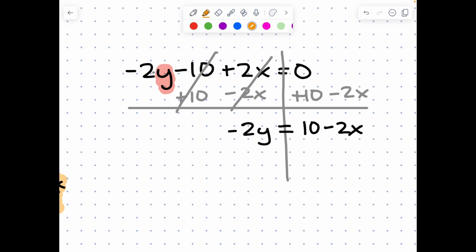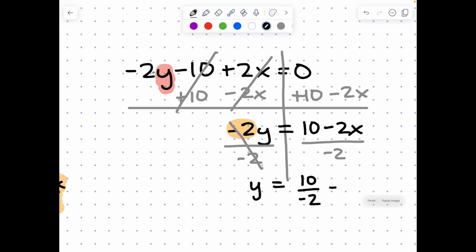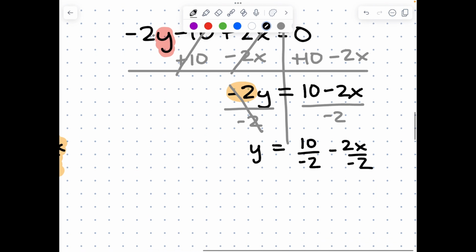And now we are ready to get rid of this -2. And it's -2 times y. So we're going to divide by the -2. So our -2's will cancel, leaving us just with y equals. And again, just like the last one, I'm going to split this into 2 individual fractions. So 10 over -2 minus 2x over -2. 10 divided by -2 is -5. And then we have a 2 divided by -2, which would be -1.